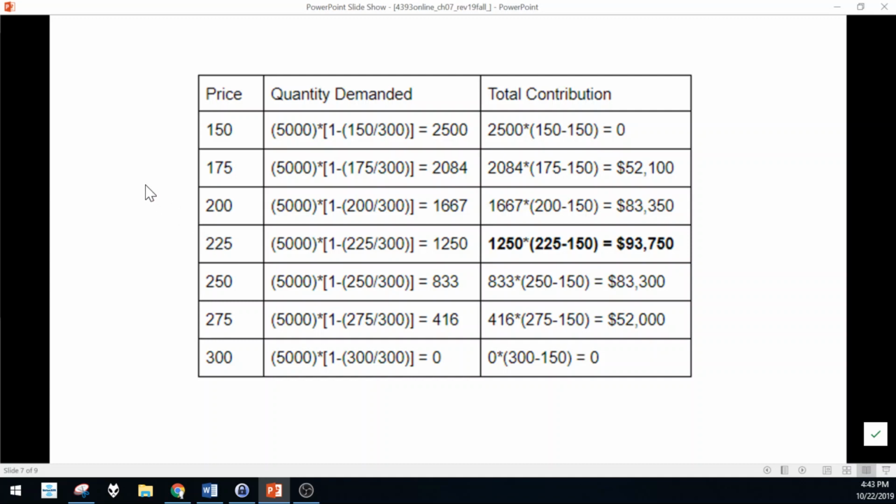So hopefully you can see when setting prices, it's not necessarily about maximizing quantity demanded, it's about maximizing that total contribution. Okay, so that's how this works.